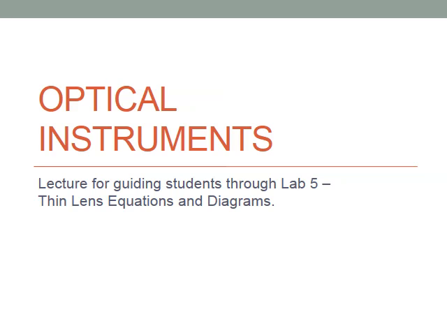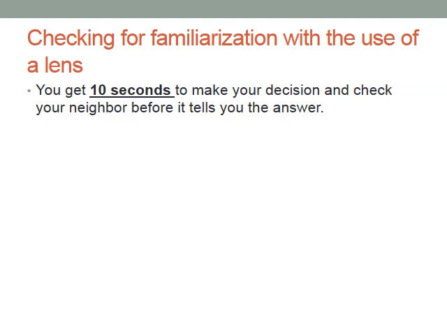In this video, we're going to talk about optical instruments, which is a topic that you need in the IB SL test, option G. Let's start by checking your familiarization with some of the basic qualitative topics about lenses that we've learned thus far.